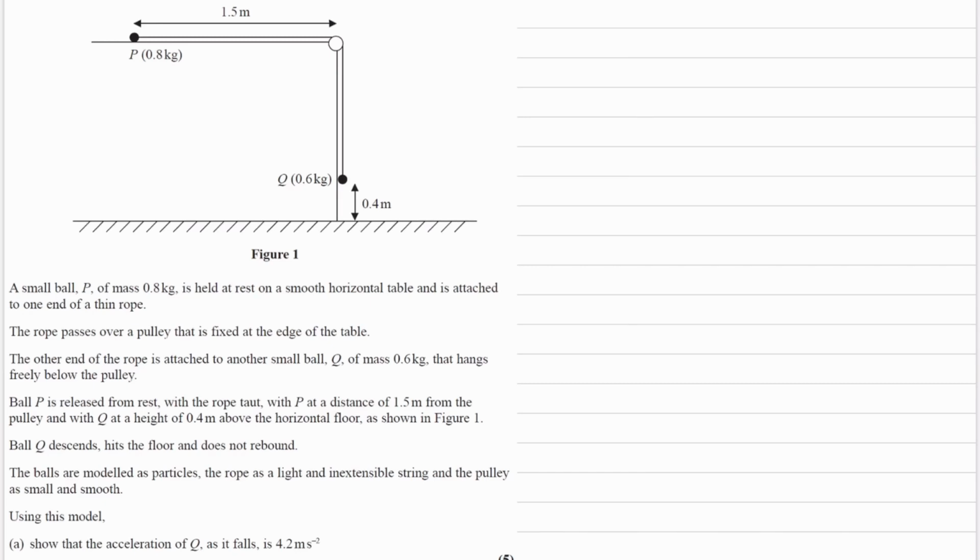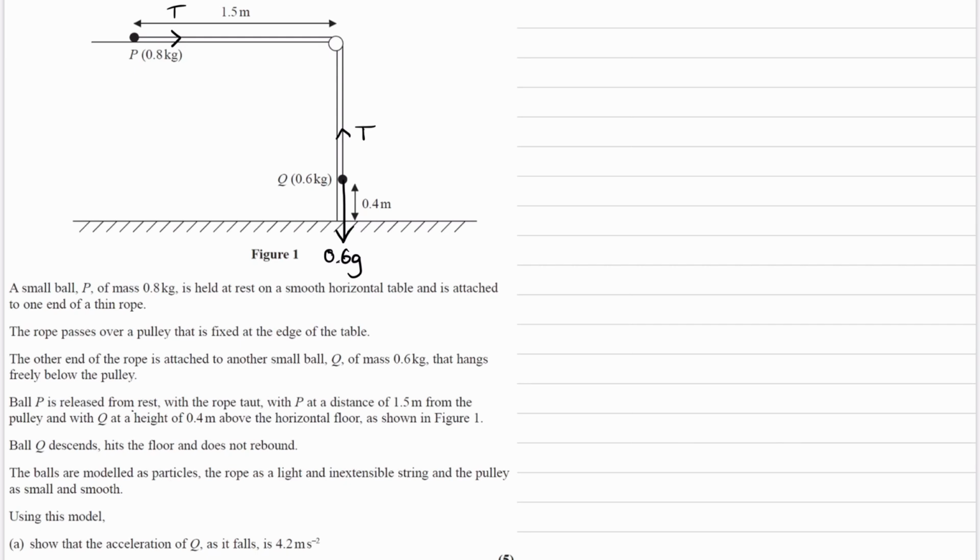We have a small ball P of mass 0.8 kilograms held at rest on a smooth horizontal table. So that means that there is no friction. And it's attached to a rope. The rope passes over the pulley, is attached to this mass Q that has a mass of 0.6 kilograms. So let's just draw that weight force onto our diagram. That'll be 0.6 g. And as usual, we have tension, tension.